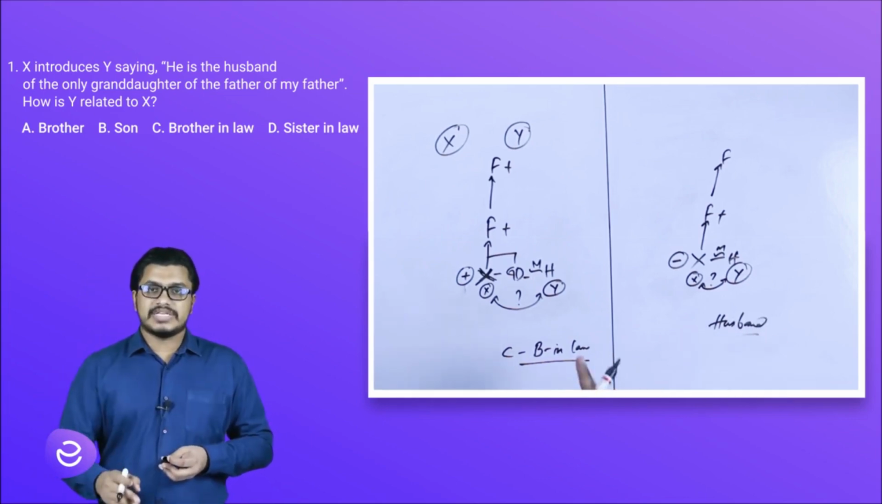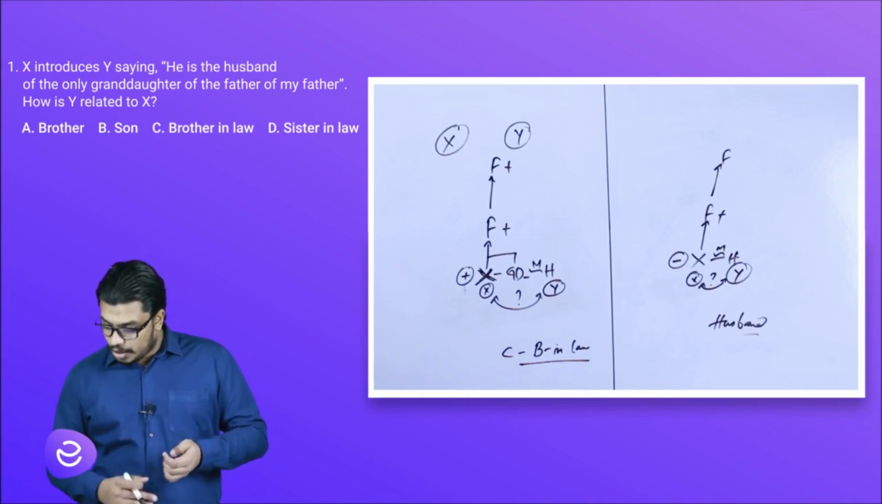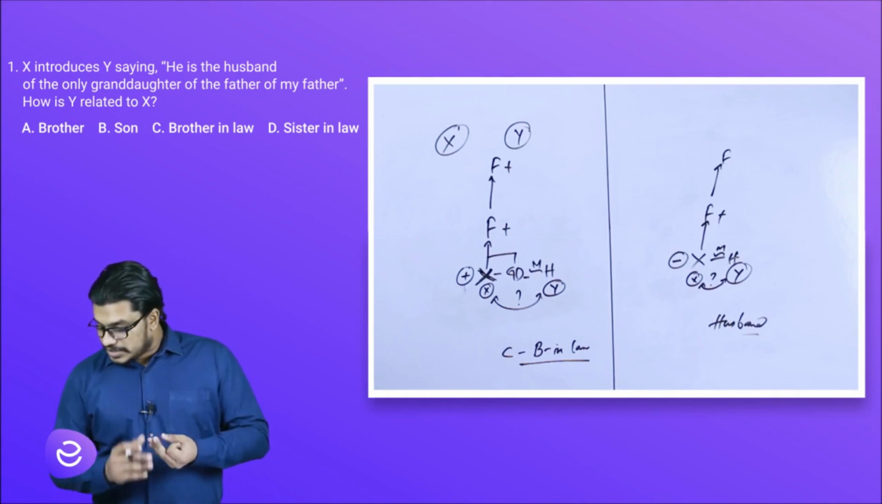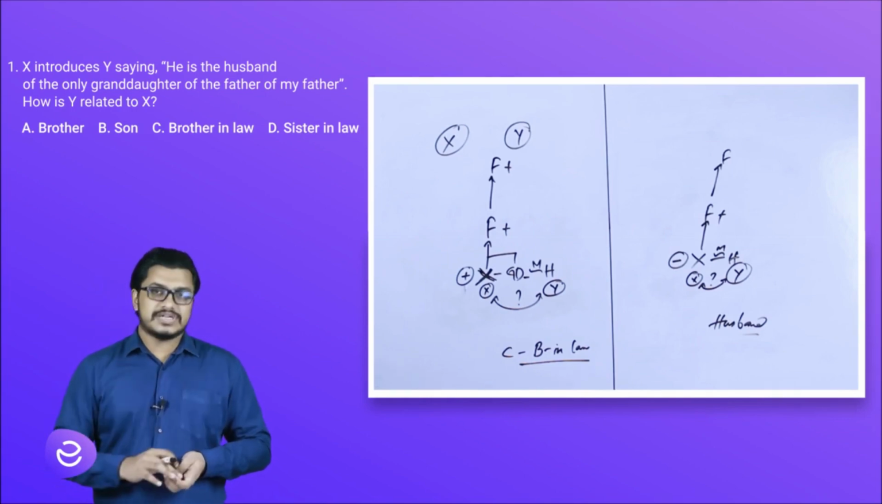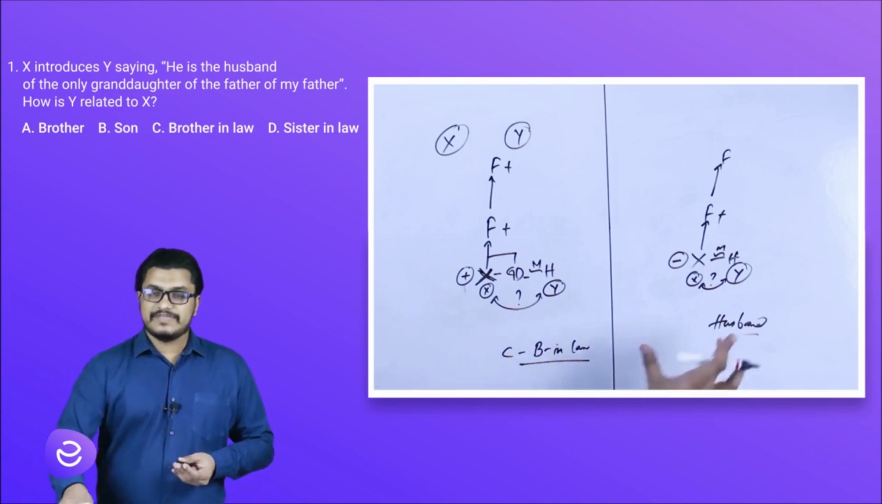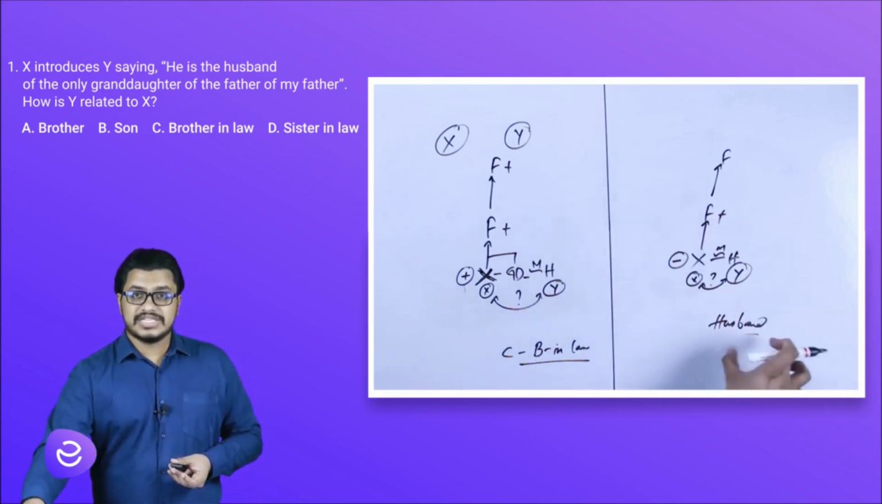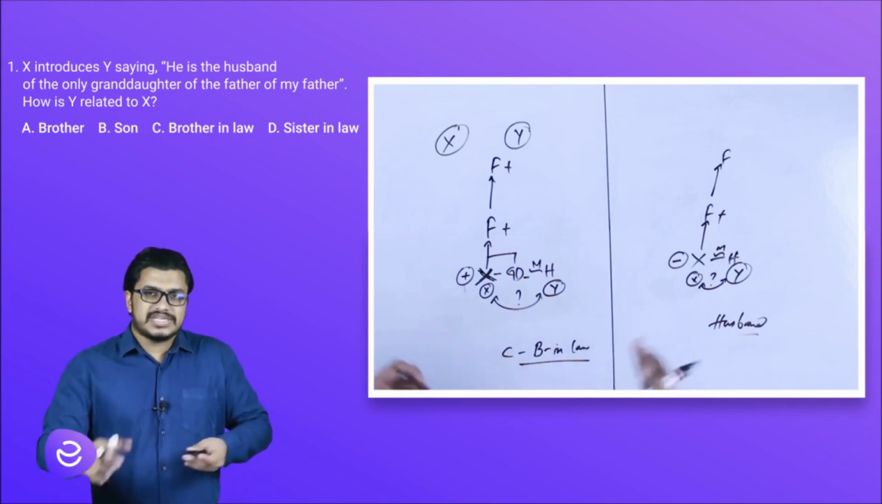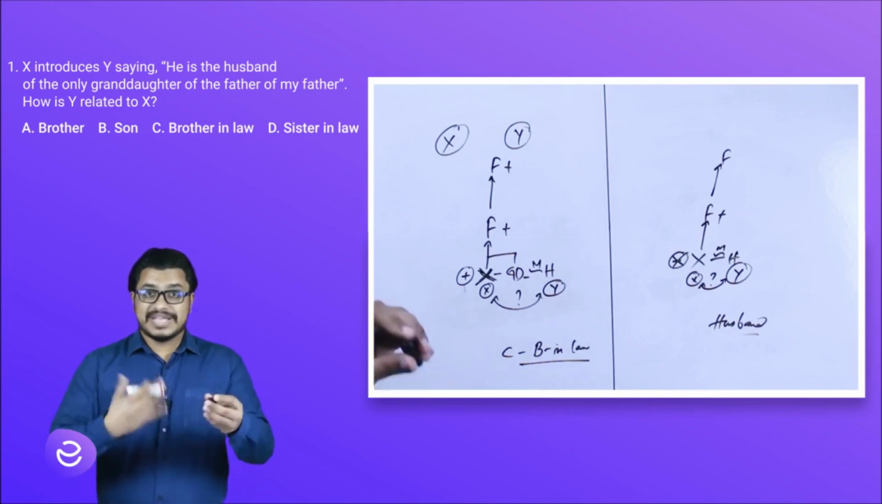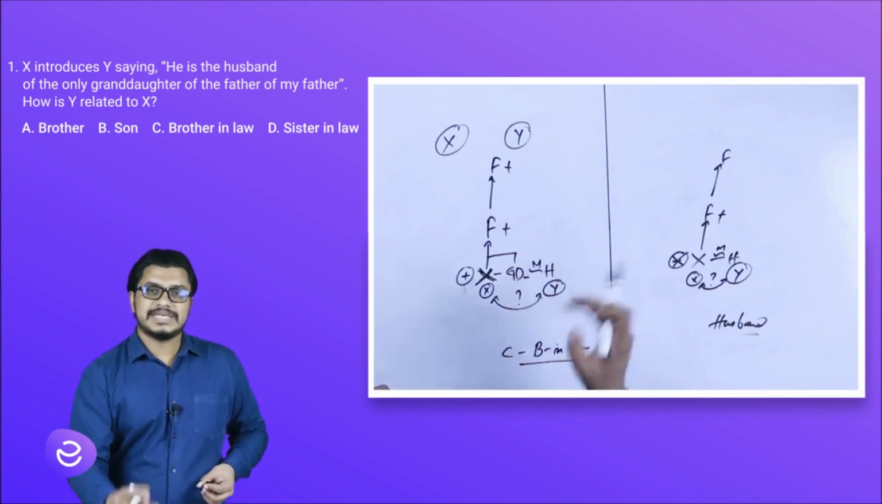But the problem here is, if you check the options, we have an option called brother, an option called son, an option called brother-in-law, and an option called sister-in-law. We don't have an option called husband. So when we find out that there is no option called husband, we can understand that our assumption was wrong. Your method was not wrong, but just this assumption was wrong.